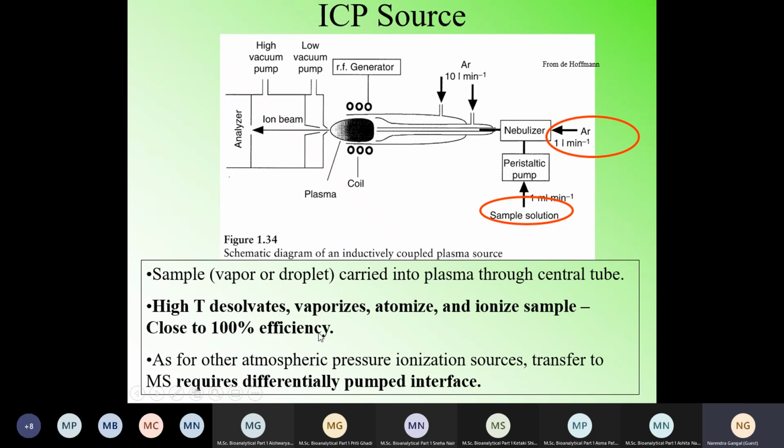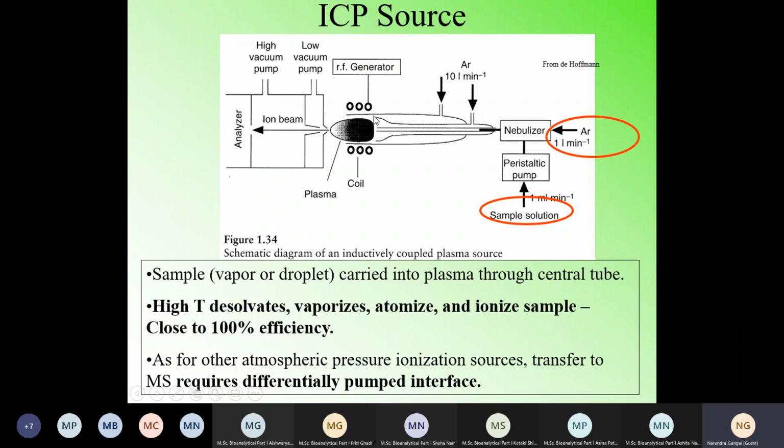So the technique, as I said, is very simple. Just like atomic absorption, there is a sample solution which is pumped through a peristaltic pump. There is a nebulizer, which forms fine droplets. The sample gets spread into the plasma, and the high temperature dissolves it. There will be removal of the solvent, whatever I am using, then vaporization, then atomization, and then ionization.